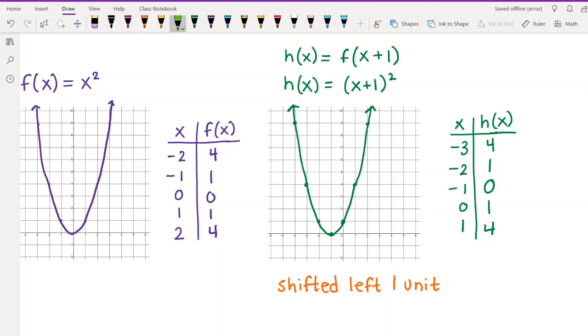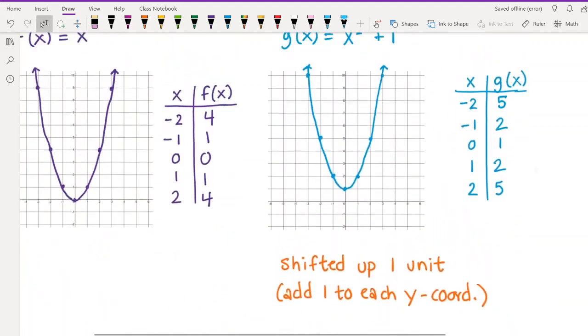And so when you apply a transformation where you're doing something to x, so you're adding or subtracting from x, that's always going to be a horizontal shift because you're not altering the outputs, you're altering the inputs, and the inputs are the x coordinates.